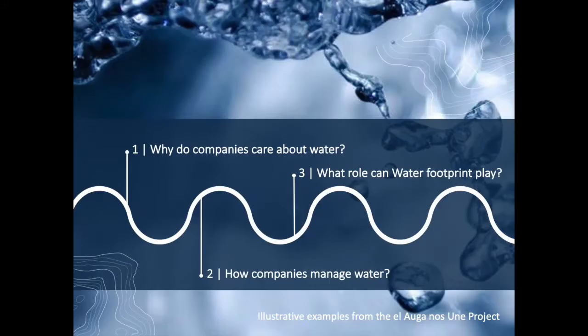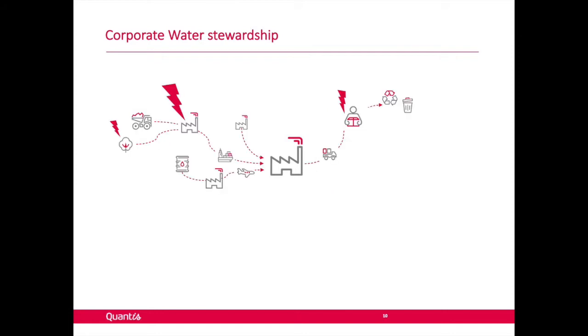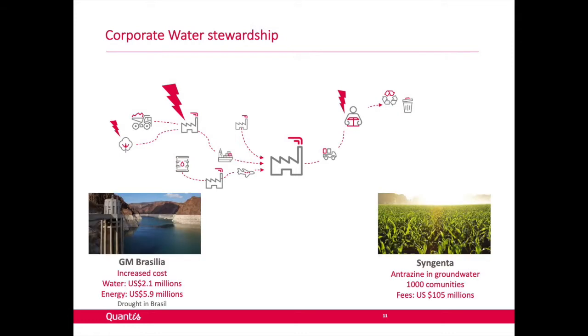Let's quickly look at how companies are currently managing water and how one can progress on the corporate water stewardship journey. Currently, most companies focus on legal compliance and implement actions in their own operation, which includes water efficiency, WASH, or improved water treatment in order to achieve excellence in water management of their direct operations. Even though the own house might be neat and clean, a company still depends on a functioning value chain and has also responsibility over it.